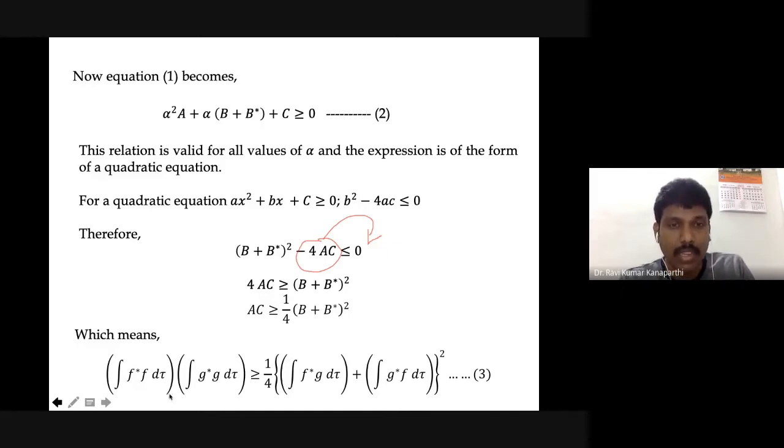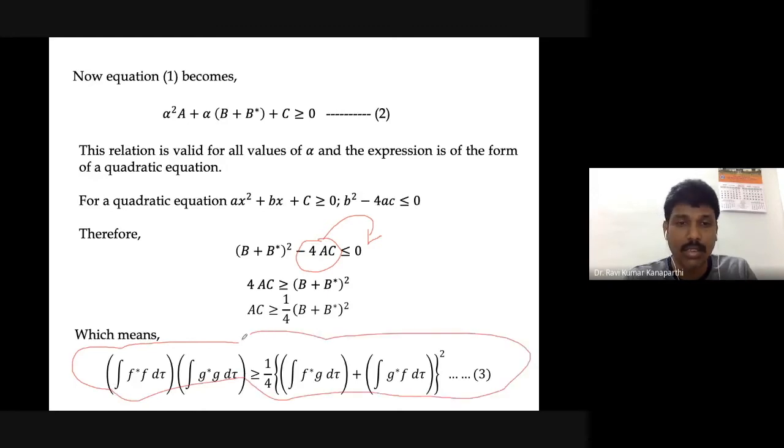This entire inequality is what we call the Schwarz inequality. This entire expression we got here is referred to as the Schwarz inequality. Of course, it is not a very complex derivation, very straightforward. This is something that we will make use of to derive the Heisenberg uncertainty relation.